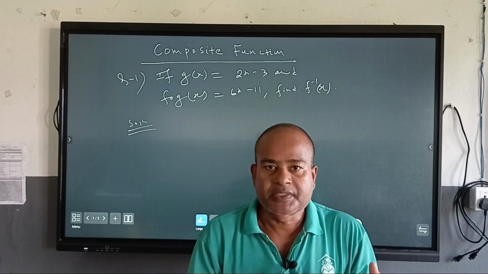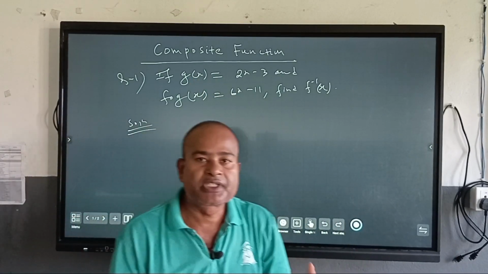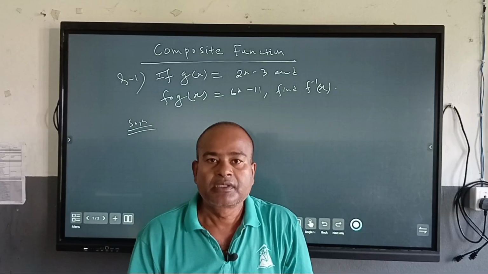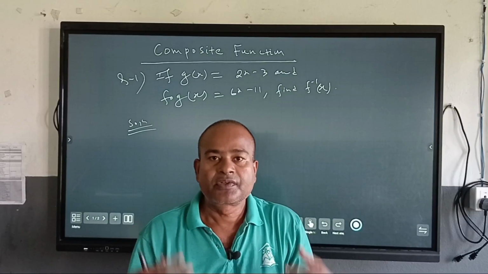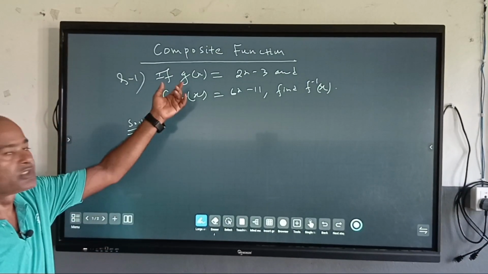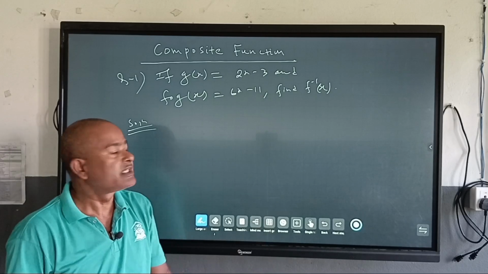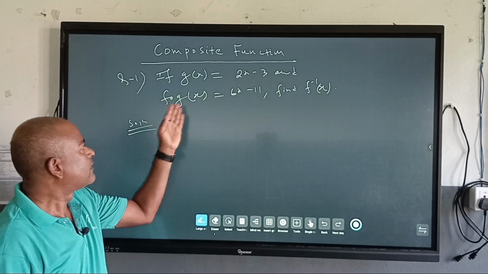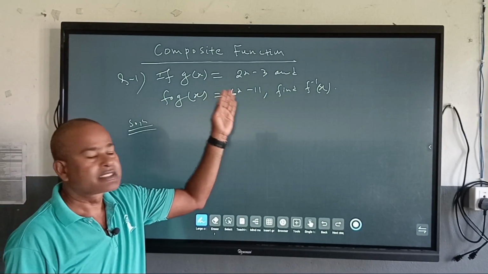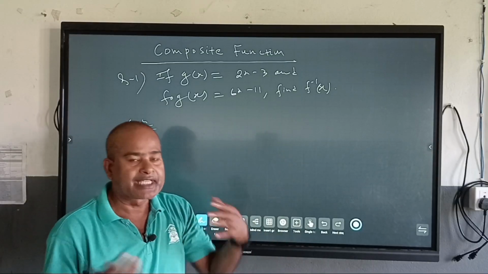Today in this video we are going to discuss one of the most important questions, which is from composite function from class 10 optional math. Here we go. Dear students, the question is, if gx equals 2x minus 3 and f of gx equals 6x minus 11, find f inverse x.